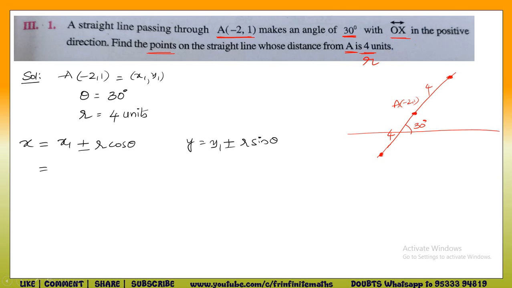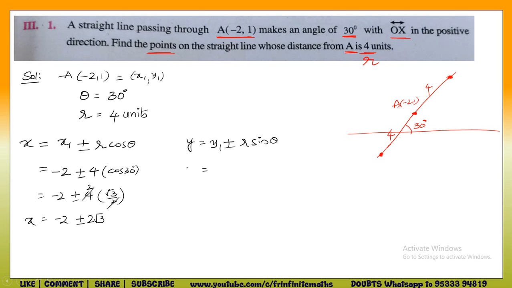Okay. Now substituting the values, x1 is minus 2 plus or minus, what is r here? r is 4 into cos 30 degrees. On simplifying this, minus 2 plus or minus 4 into, what is the value of cos 30? Cos 30 is root 3 by 2. So in 2 fours, the 2 cancels 2 times. Then what am I left with? Minus 2 plus or minus 2 root 3. So I got the values of x as minus 2 plus or minus 2 root 3.